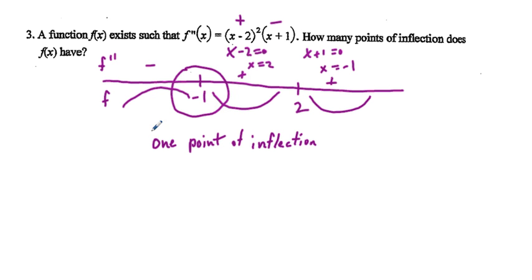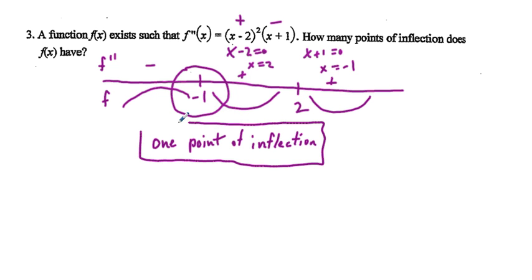And the justification, which it's not asking for, is that f double prime of x changes from negative to positive at x equals -1.